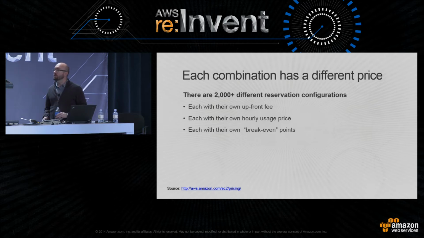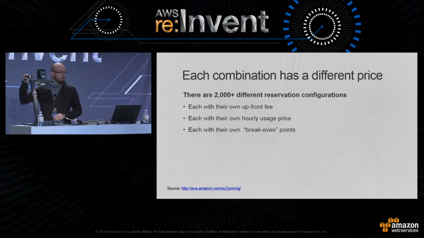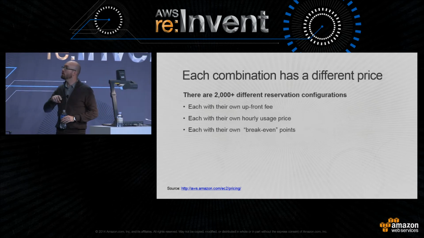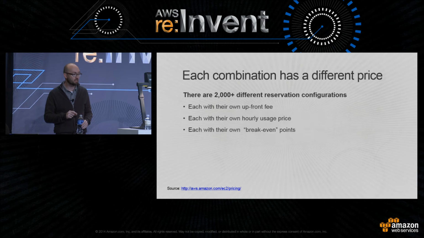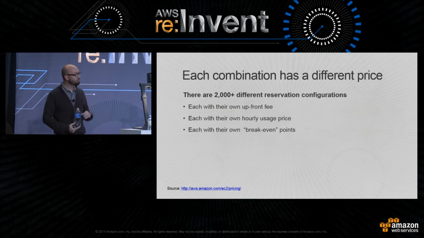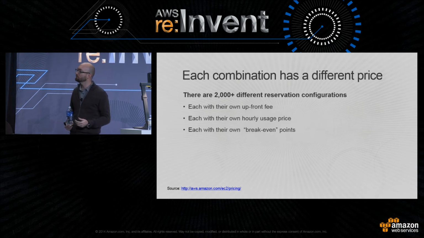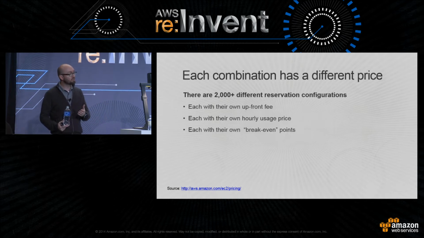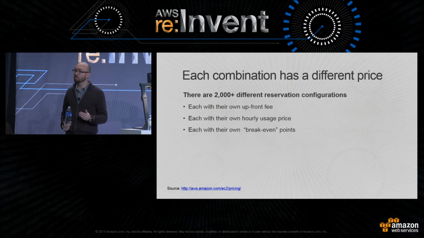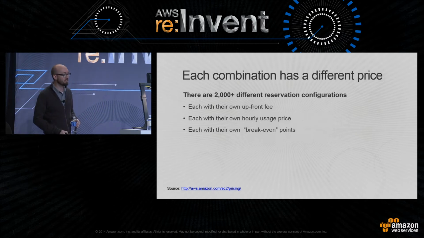The challenge with reservations is that each RI class has a different price. So there are over 2,000 different reservation configurations across those classes. They each have their own upfront fee, they each have their own hourly usage price, and they each have their own break-even price, so how many months it's going to take until you recoup your costs and start saving money. So that makes it very challenging to look at RI purchases holistically. Realistically, you need to look at each RI class individually and what the specific break-even point is in order to understand when you should buy an RI and what type of RI you should actually be purchasing.